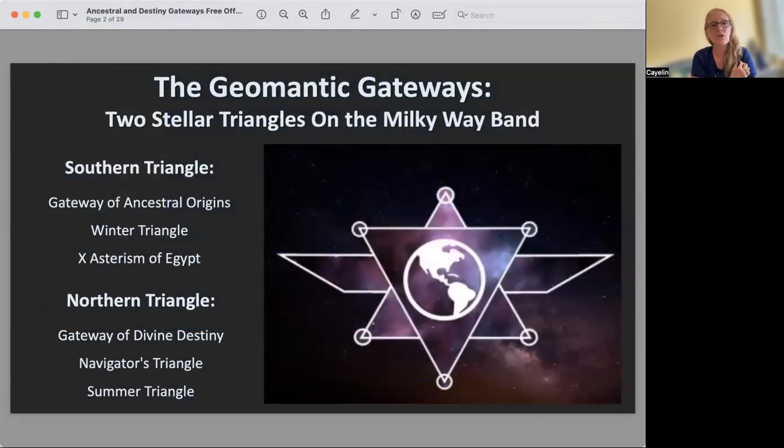So we have the geomantic gateways, two stellar triangles on the Milky Way band. We'll be looking at the southern triangle, also known as the winter triangle, but it's south of the ecliptic, and it's also called the Great Southern Triangle. From the northern hemisphere perspective, we are really seeing it as the gateway of ancestral origins, and we'll be talking a lot about that.